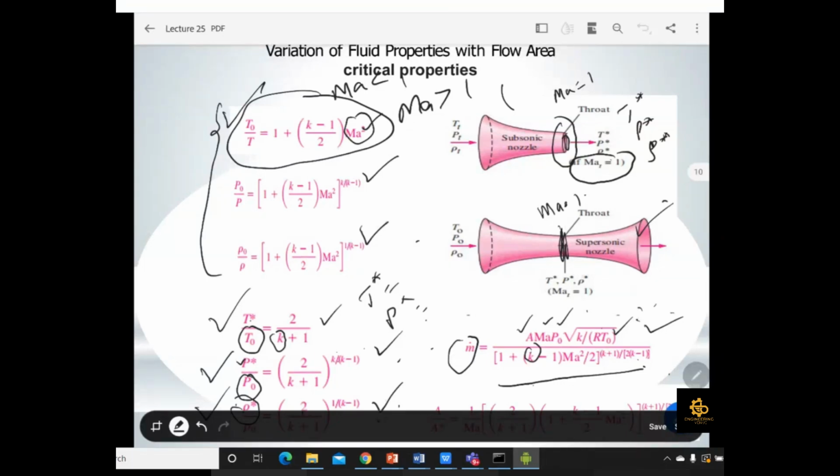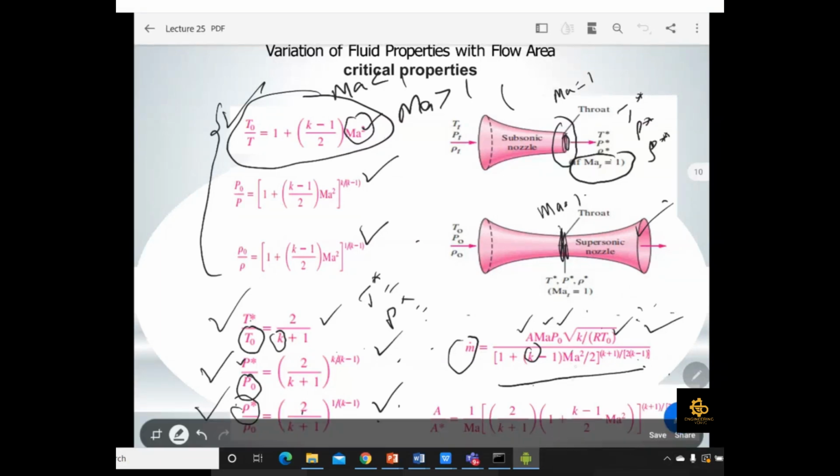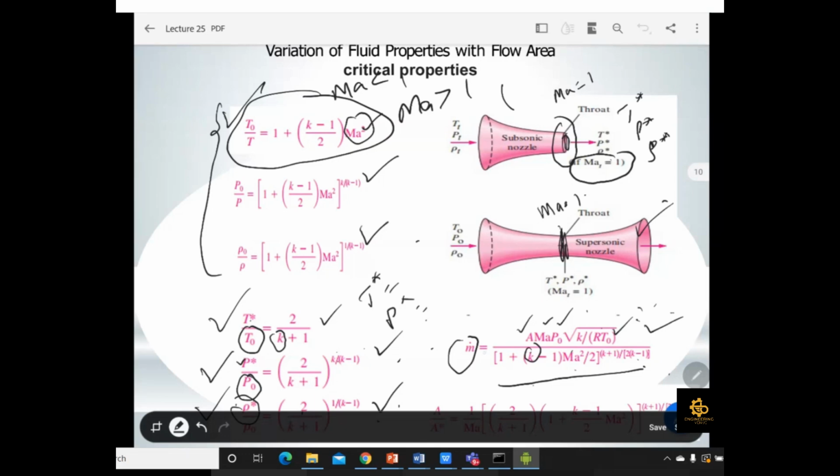But if we have to find the mass flow rate at the throat, you simply plug in the value Mach number equal to 1 and you will get m dot. At the throat the mass flow rate is maximum. So whenever you calculate the mass flow rate at the throat, it is the maximum flow rate.